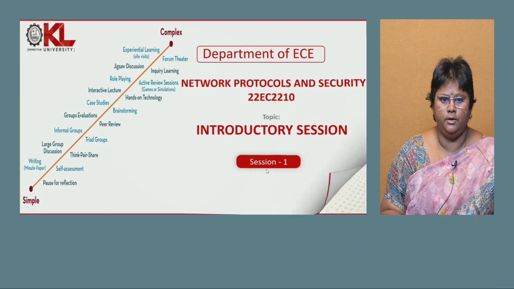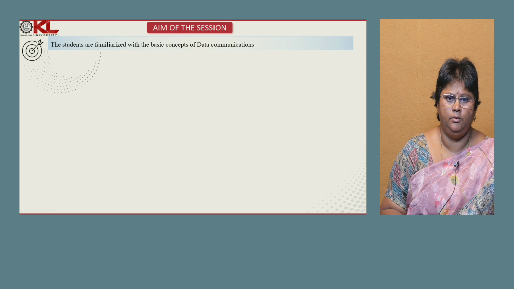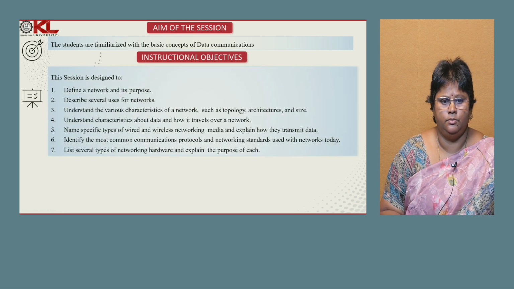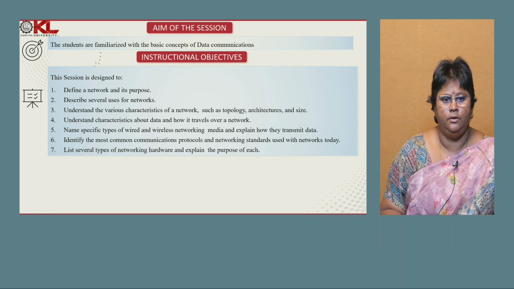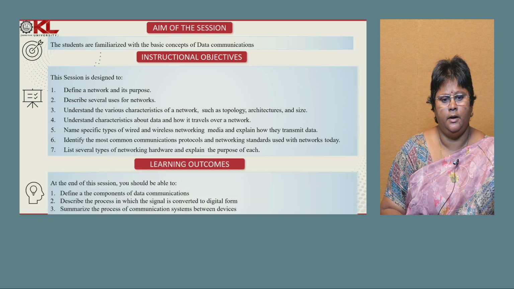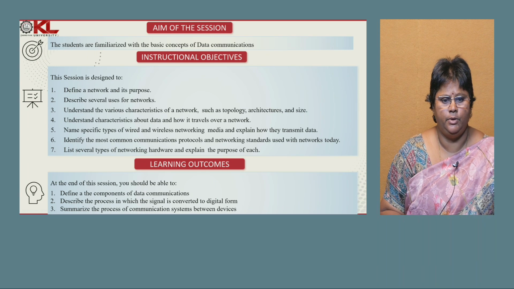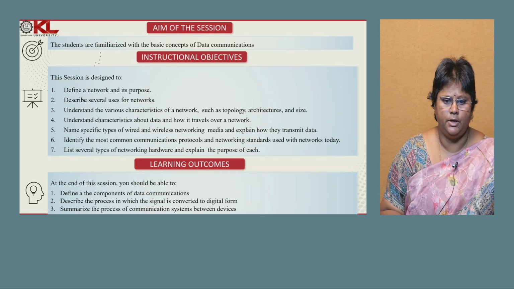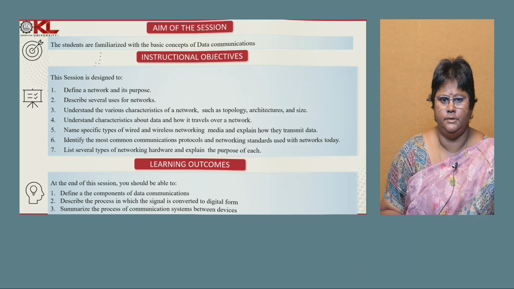So today we are going to learn the basic concepts of networks, what we mean by a protocol, what the security issues are, and what we are going to learn in this course. After completion of this lecture you will be able to understand what a network is and how we communicate between devices, and summarize how communication is done between different devices.